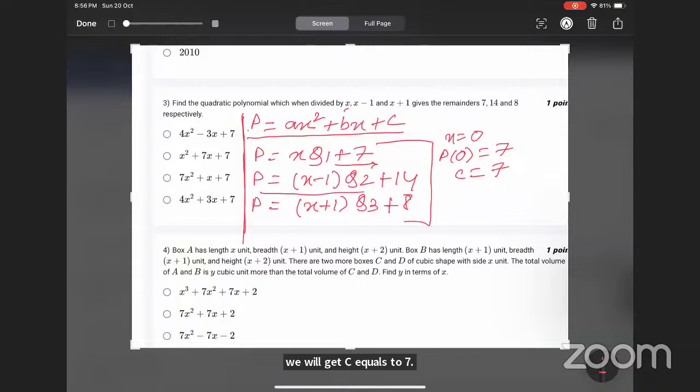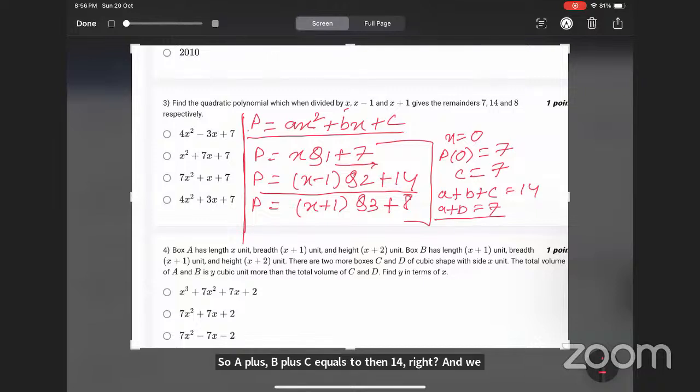Now in this equation, what should we take instead of x? What is your intuition? What value should we take? 1, yes, very good. So A plus B plus C equals 14, right? And we know the value of C. So we will get A plus B equals 7, right?